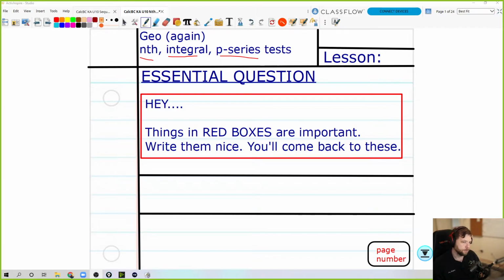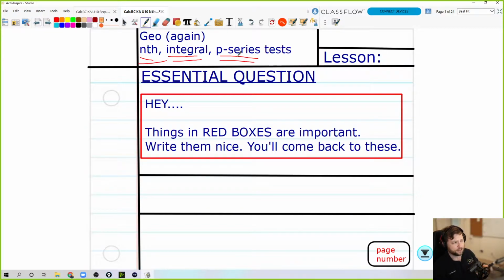Welcome, class. We are talking series and sequences again in Unit 1. We'll be talking about geometric series. We'll be talking about convergence and divergence of infinite series and how to test if they converge or diverge with the nth term test, the integral test, and the p-series test.